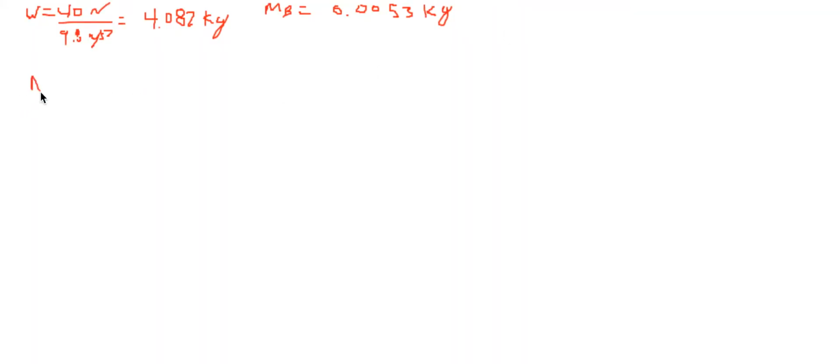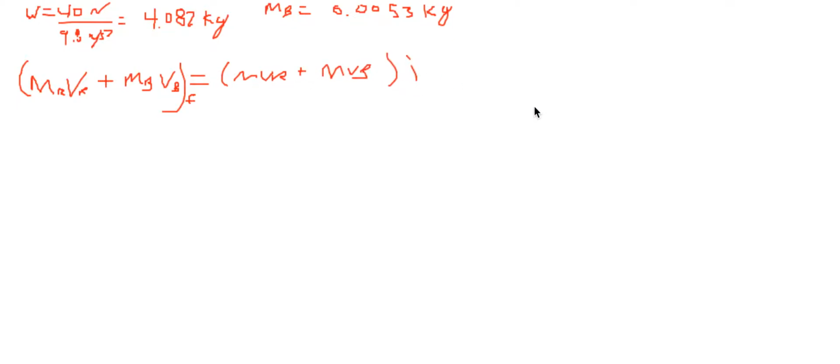So we have MV, so P1 plus P2. Our P1 is just going to be our rifle. So the mass of the rifle times the velocity of the rifle plus the mass of the bullet times the velocity of the bullet. And that's going to be the final, equals the mass and velocity of the rifle plus the mass and velocity of the bullet initial.